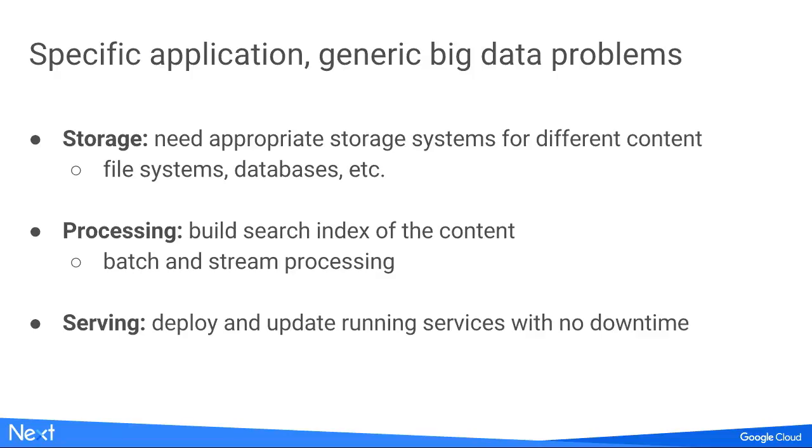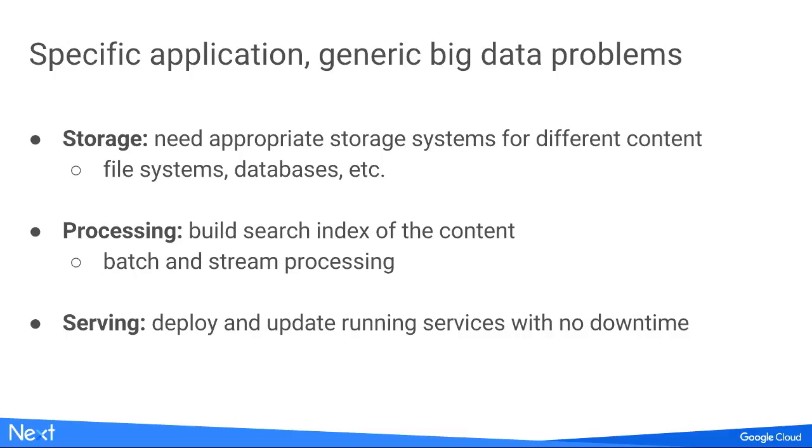Now, that is a very specific application. There are a lot of very search-specific algorithms and details that go on behind the scenes. But even with this very specific application, Google had to solve a number of very generic, standard big data problems to be able to enable the search application service. For one, we had to be able to store a large amount of data, and depending on the type and the content of the data, we needed to use a different storage system for those different types of data. So we needed to use file systems, databases, and other types of storage systems.